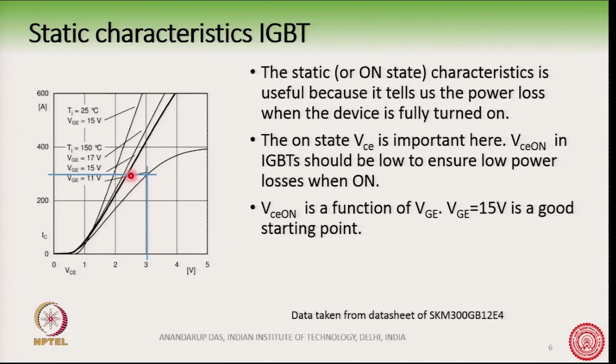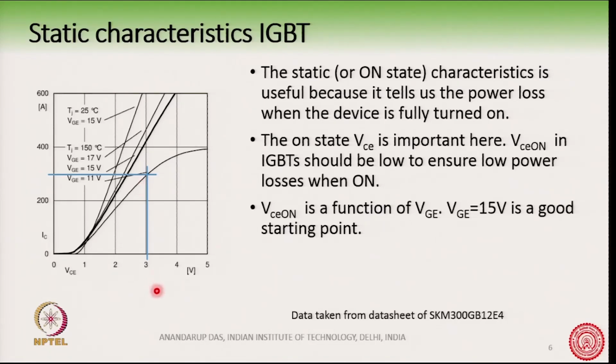When the device has been fully turned on and it is conducting current, then you can see that across the collector emitter terminals of the IGBT, there is a voltage drop, and this voltage drop is a function of IC. That means, when IC is changing, VCE is also changing. Ideally, in an ideal device, this VCE should have been 0, but this being a non-ideal device, there is a finite value of VCE, and this VCE times IC is the power loss in the device when it is fully turned on, that is the conduction loss.